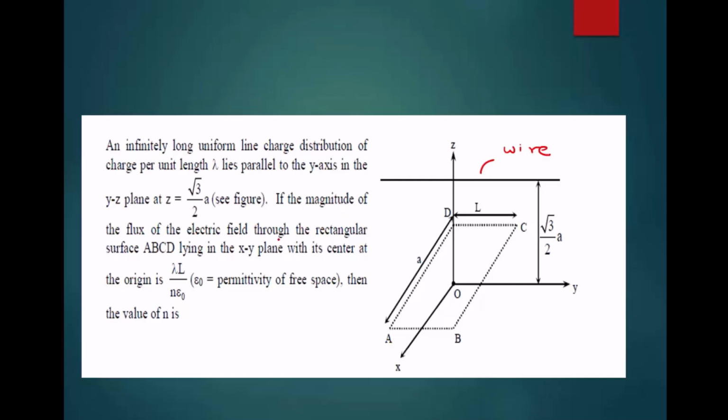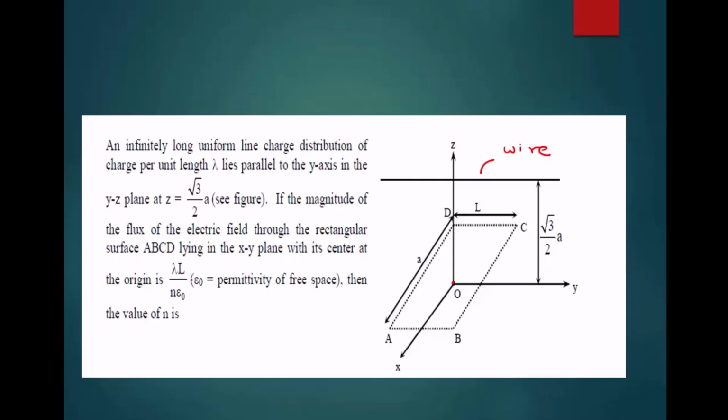If the magnitude of the flux of the electric field through the rectangular surface ABCD, so there is a rectangular area here, ABCD, lying in the xy plane with its center at the origin, is lambda L upon n epsilon naught, then the value of n is. So we have to find out the value of n.